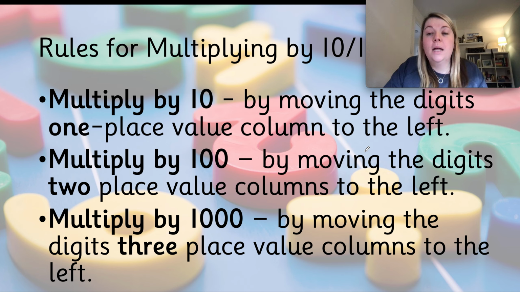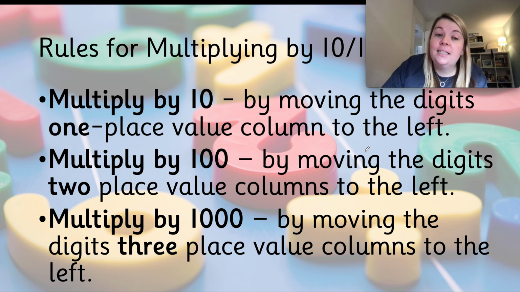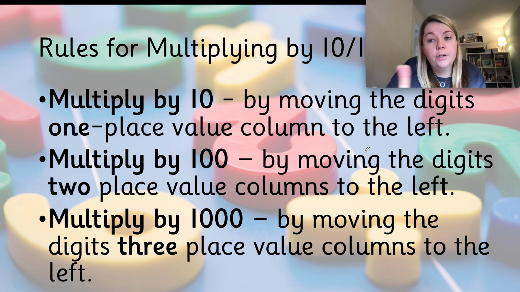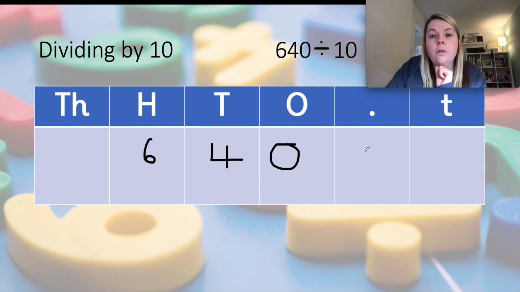So our rules for multiplying by 10, 100 and 1,000. Multiply always means move left. If it's by 10, you're moving 1 place value column to the left, and remember to put your zeros in as your place value holders. If you're multiplying by 100, you're moving the digits 2 place value columns to the left, and again remember to check for your digit holders, your zeros. And if you're multiplying by 1,000, you're moving 3 place value columns to the left, and remember to check for your zeros. So moving on, boys and girls, to dividing.